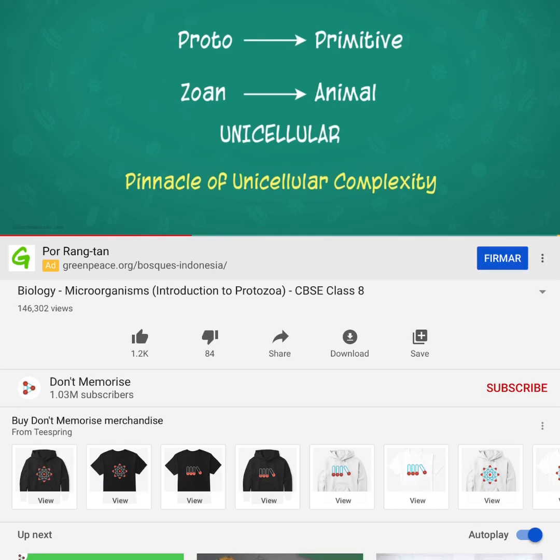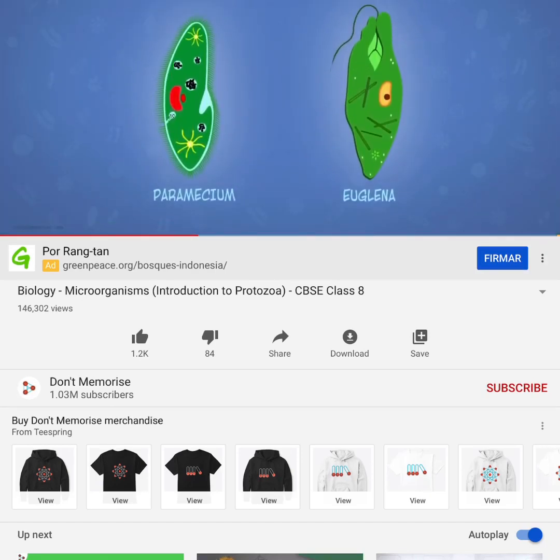So what do you think will be their structure? Well, they have a typical eukaryotic cell structure. Thus, the nucleus and the membrane-bound organelles form an integral part of the cell. Many of them possess food vacuoles which are used to store food. And these cells do not have a cell wall.